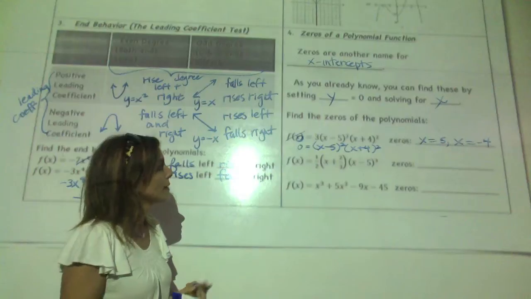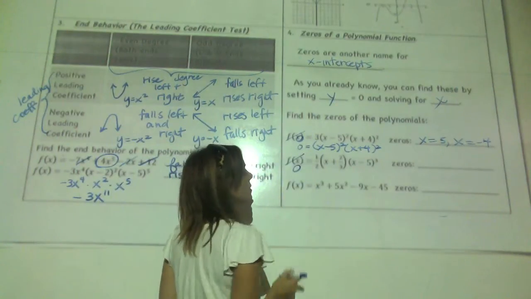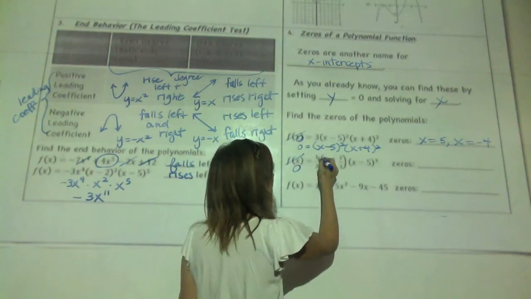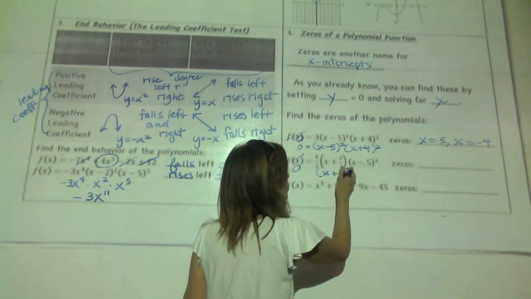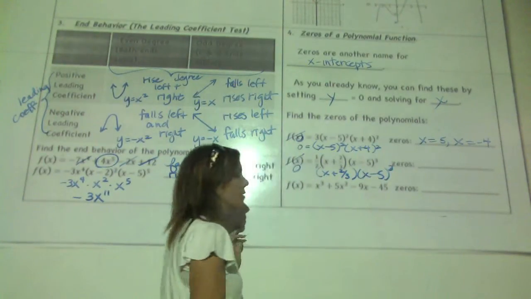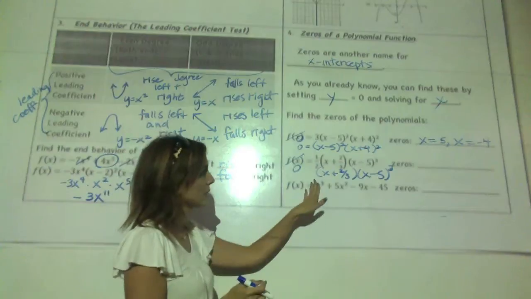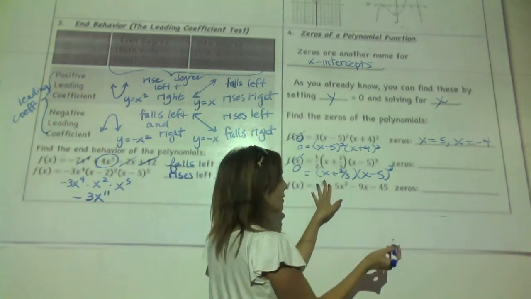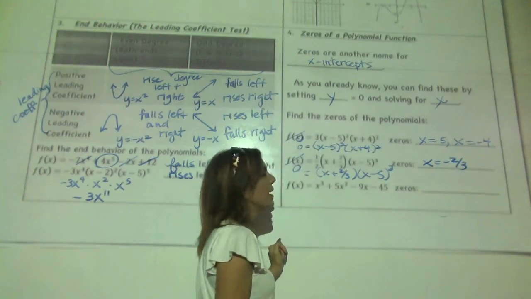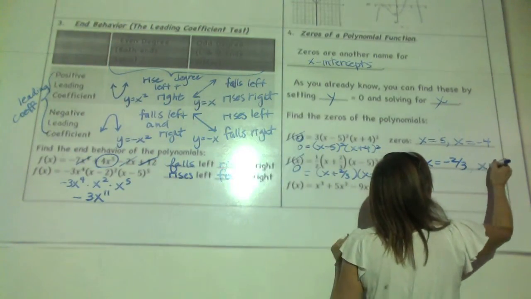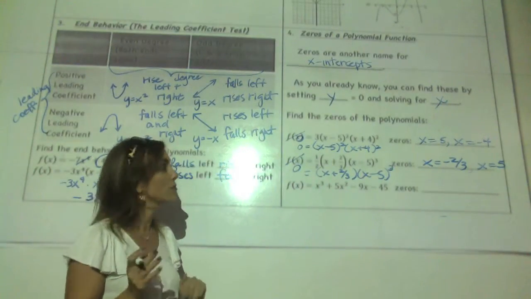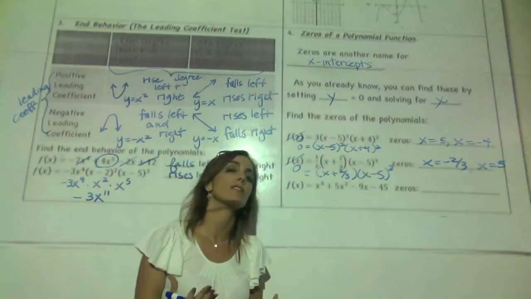Okay, same idea here. We're going to set this equal to 0. Let's divide out the 1/2. We don't need the 1/2, and we end up with just x plus 2/3 times x minus 5 cubed. Okay, so my zeros are going to be, when I set each of these equal to 0, x equals negative 2/3, and x is equal to 5. All right, those two were pretty easy. They were already in factored form.